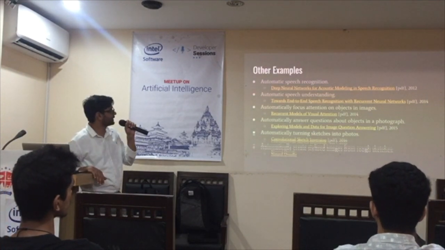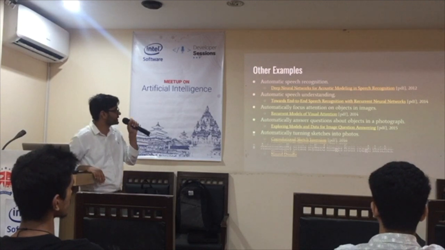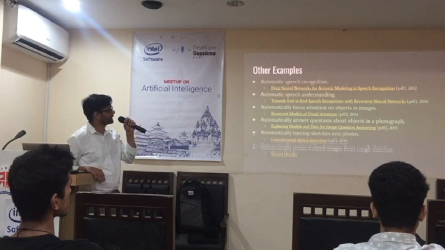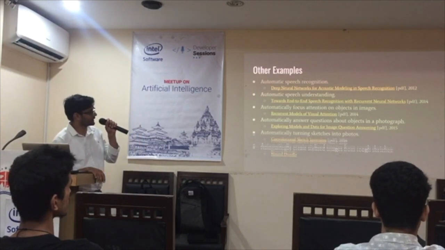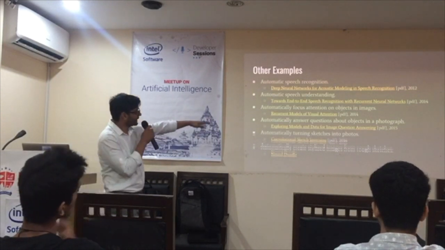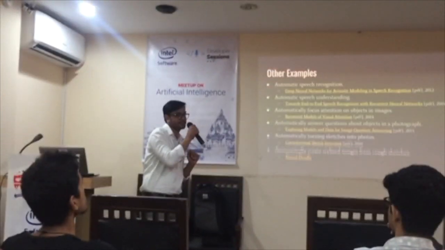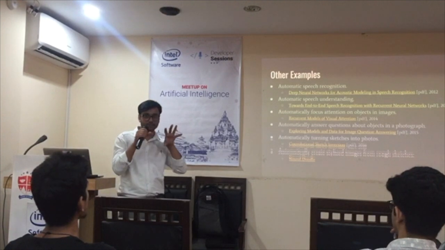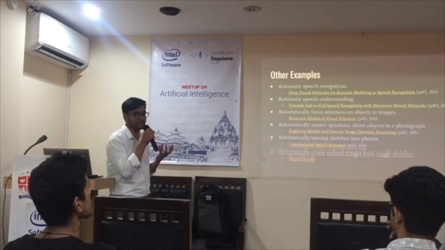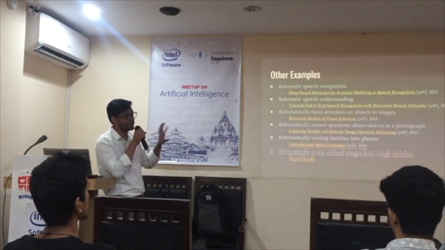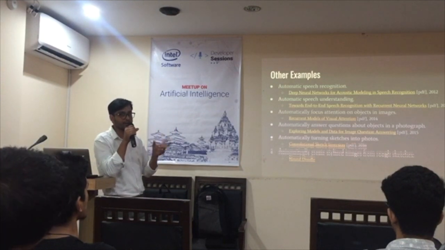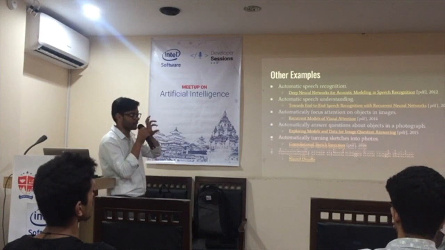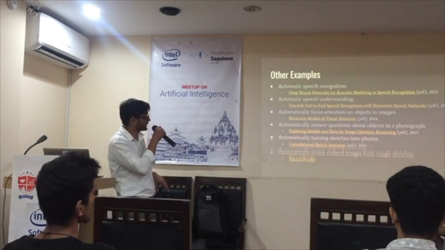So there are lots of other problems or examples of AI that deep learning has achieved great results on, like automatic speech recognition, automatic speech understanding, and automatically focusing attention on objects in an image. Automatically focusing attention on objects in an image is where we apply most computing power in the image. Not all the areas are important for computation.